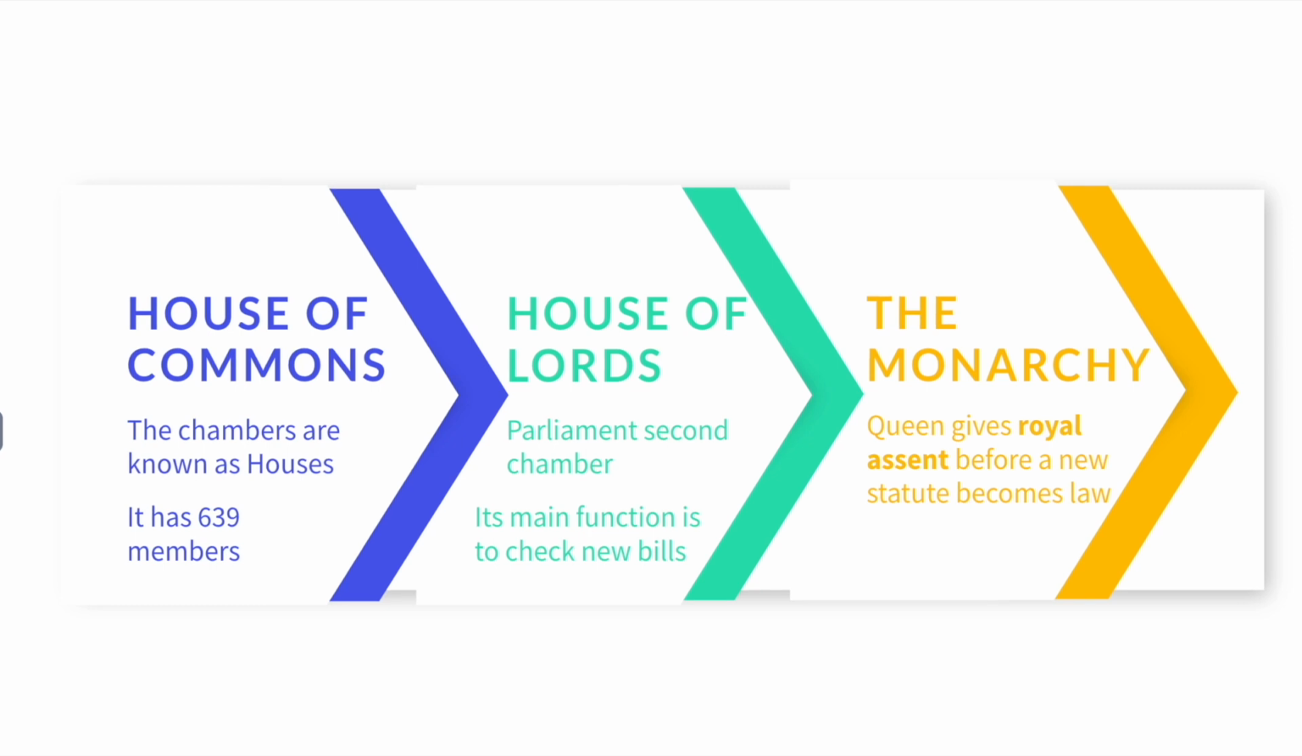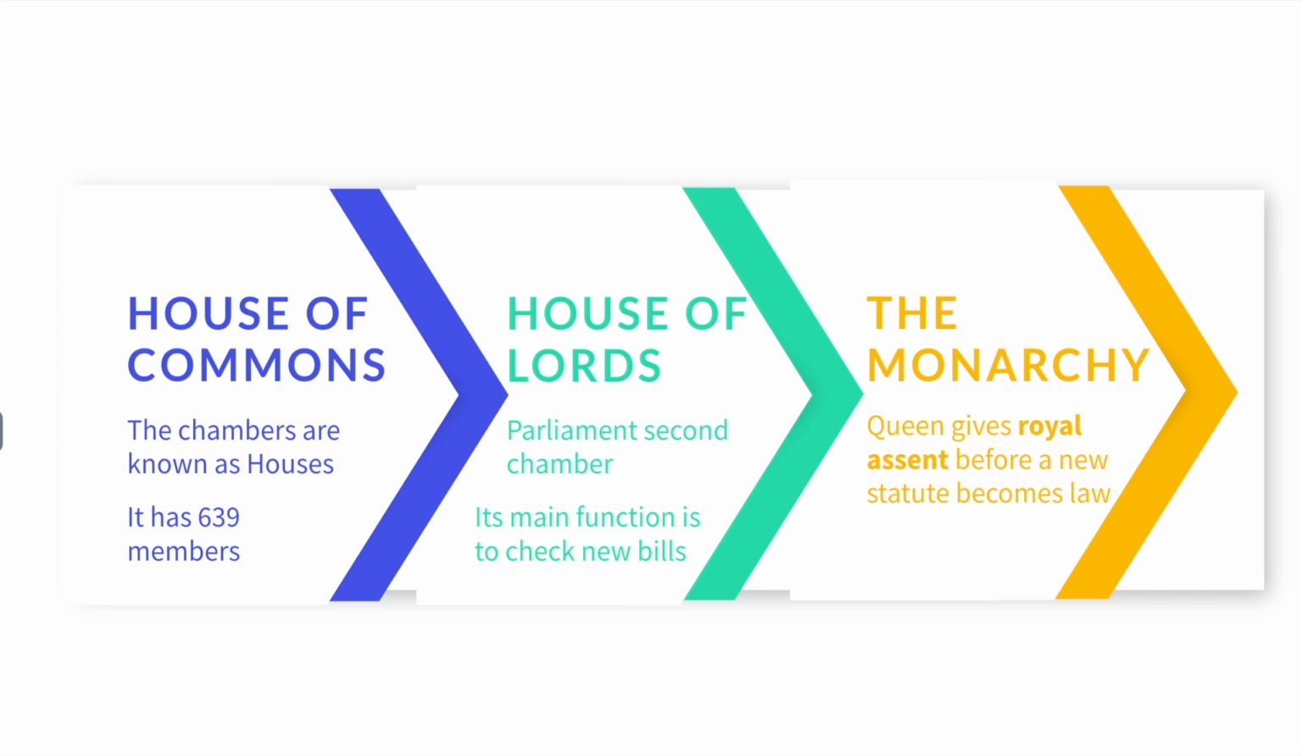In the first step, we have the House of Commons. This is the most powerful of Parliament's two chambers. The chambers are usually known as houses. The House of Commons has 639 members who are elected when the whole country votes in a general election. These members are called MPs, which stands for Member of Parliament.